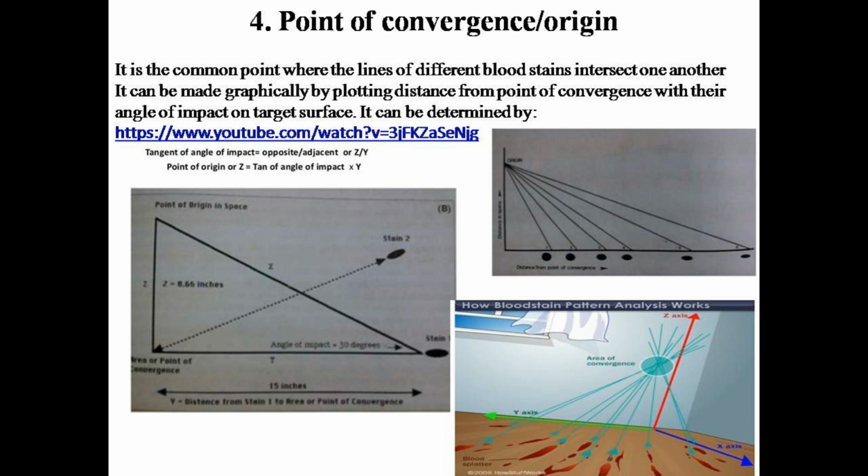So from that, the point of origin can be obtained. The point of origin can also be determined by the tangent of the angle of impact. So for determining the point of origin, which is called Z, that is the point of origin in space, it is equal to the tangent of the angle of impact into the distance from the point of origin to the blood stain. So from this, the point of convergence or point of origin can also be determined.